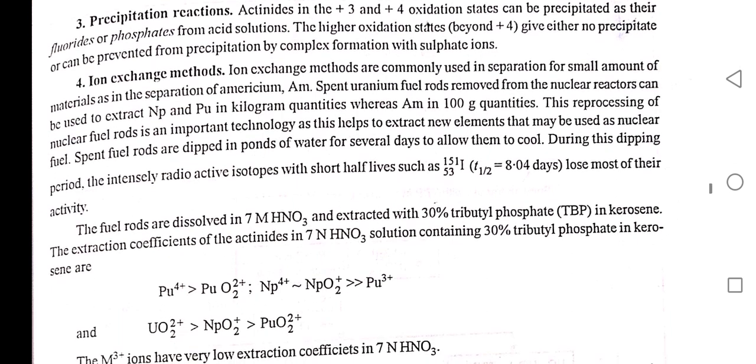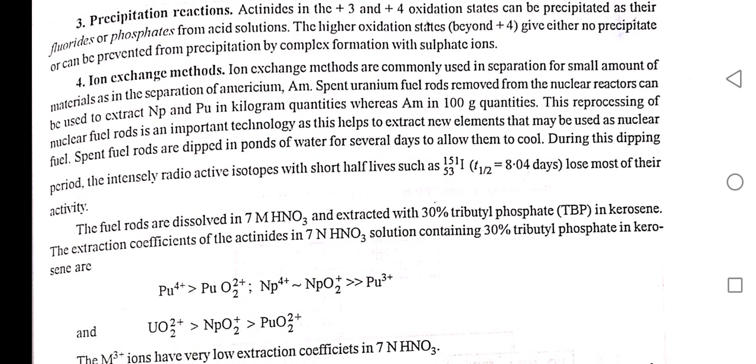Fourth, ion exchange method. Ion exchange methods are commonly used in separation for small amounts of materials, as in the separation of americium, Am. Spent uranium fuel rods removed from nuclear reactors can be used to extract Np and Pu in kilogram quantities, whereas Am is in 100 gram quantity.